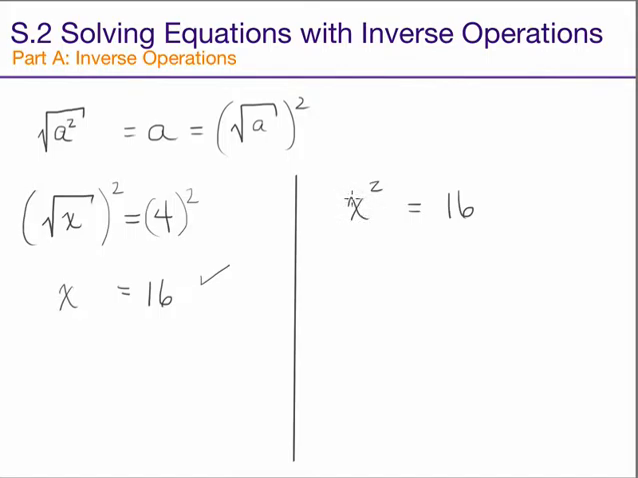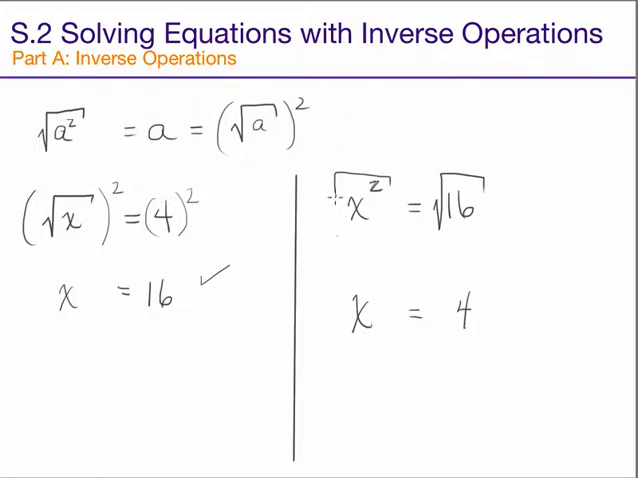It seems to me that the easiest way to get the x by itself would be to take the inverse of squaring it and make it look like this. In other words, take the square root of the left-hand side. Now I'm going to have just x. But since I've taken the square root of the left-hand side, I must also take the square root of the right-hand side. And the square root of 16 is 4. But in this case, there's a little bit more to it.